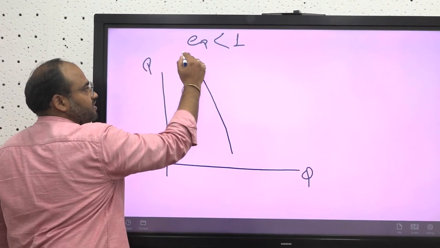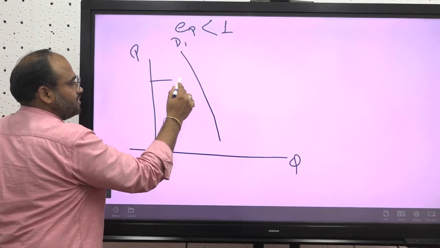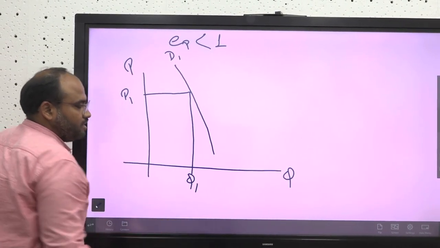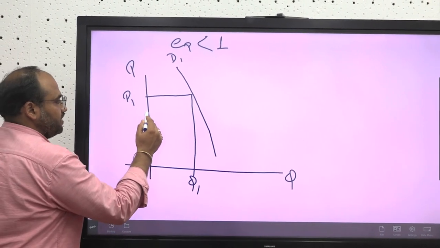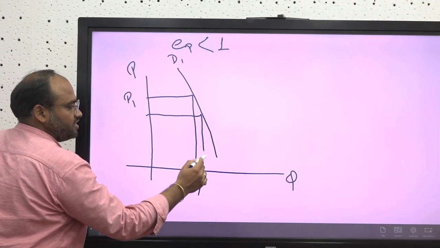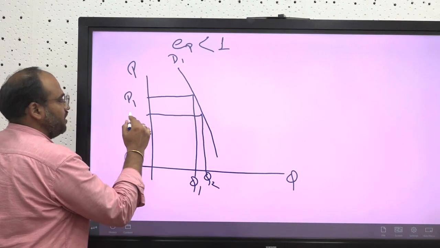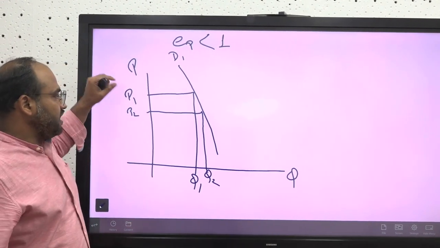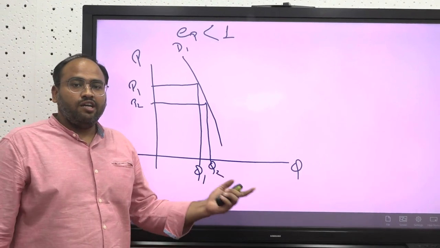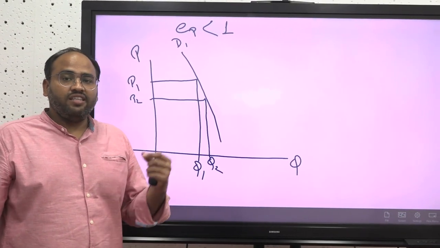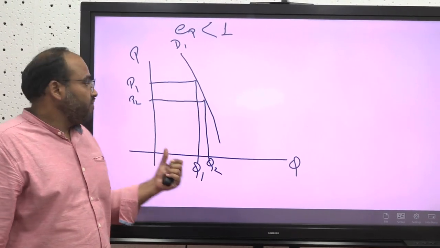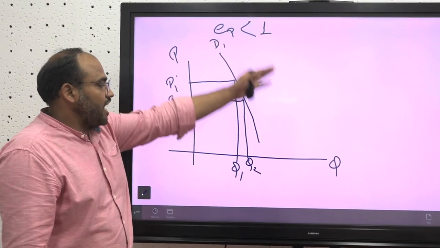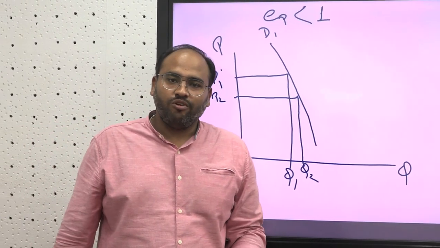Now understanding this demand curve, say this is demand curve 1. Now see, this is price P1. At price P1, the quantity demanded is Q1. Whereas with the change in price of a commodity, the change in quantity is very less. Now, it is a reverse situation of elastic demand, where the percentage change in price was less than the percentage change in quantity. But in the scenario of inelastic demand, the percentage change in price is greater than the percentage change in quantity. So such type of commodities are known as inelastic commodities.